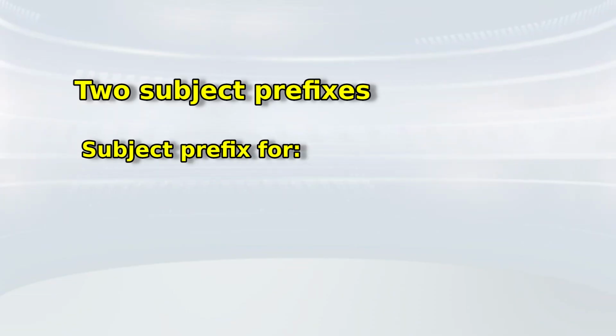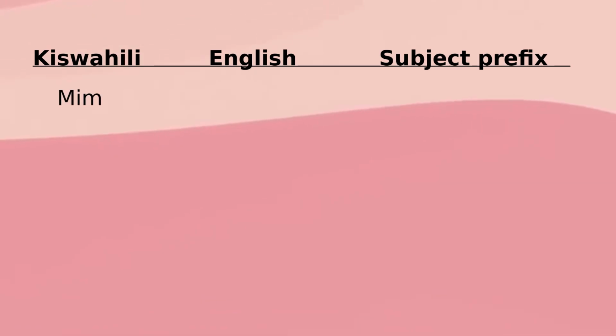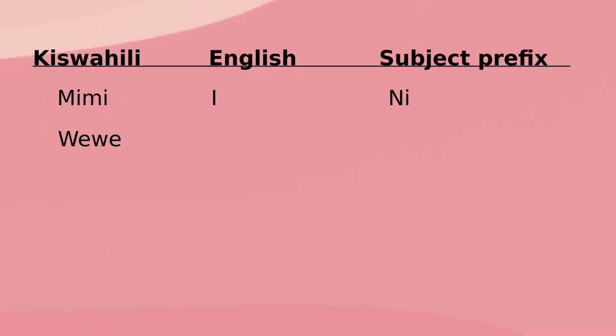Now I'm going to show you two subject prefixes in this video. So I'm going to show you the subject prefix for I and you and give you examples in sentences. Are you ready? Good. So we have mimi, which is I. The subject prefix is ni. And we also have wewe, which is you. And the subject prefix is the letter U, pronounced as u in Swahili.